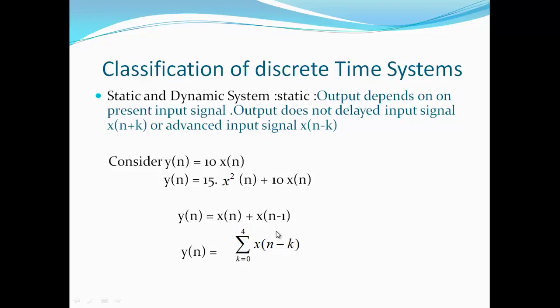But out of this, first you'll expand this. So x(n), x(n minus 1), x(n minus 2) plus x(n minus 3). You are expanding the summation. Now, is it static or dynamic? It's a dynamic system because you are using your previous signal value. Right? I hope this is clear. It's an easy one.